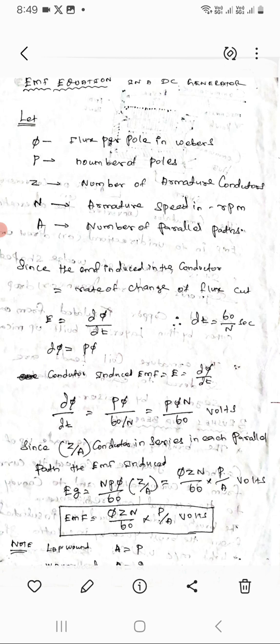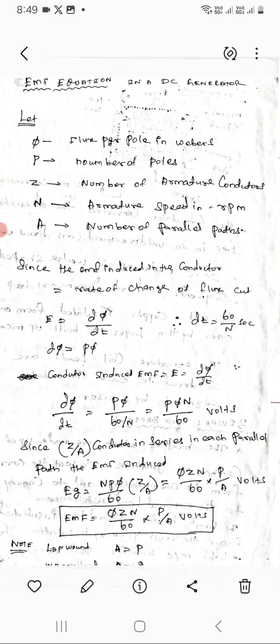E is equal to dΦ by dt. dΦ means flux, and dt means time. dt is equal to 60 divided by N seconds, where 60 is in seconds. dΦ is equal to PΦ.